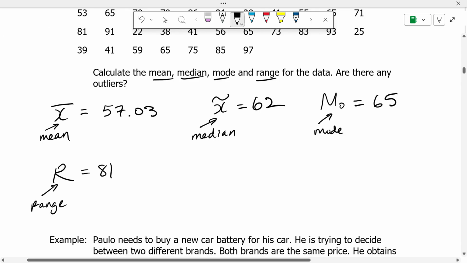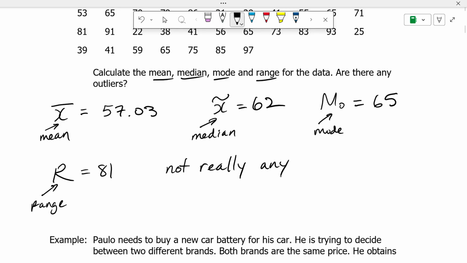There are some things in statistics, unlike other branches of math, that are kind of subjective, and opinion has a place here. I might argue that there's not really any outliers. But somebody else might argue, are you kidding me? 16 is a heck of a low mark compared to everybody else. That's my outlier. I'd accept that argument.